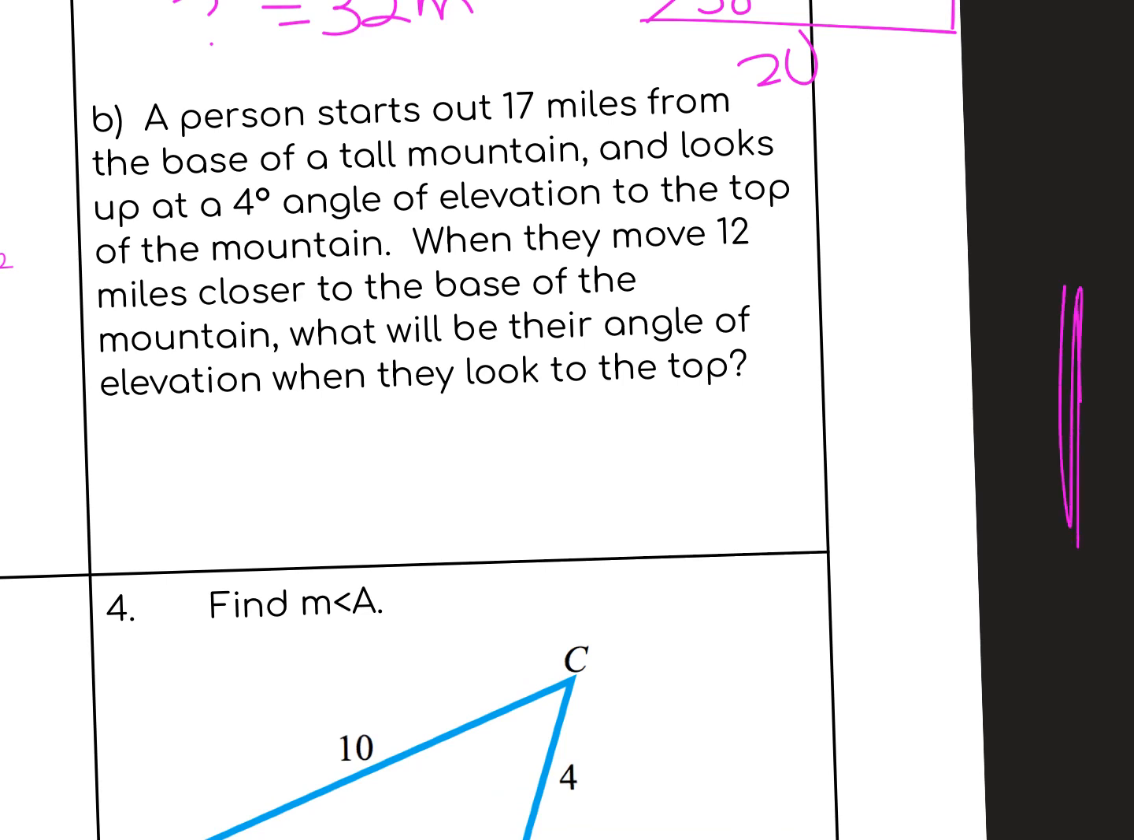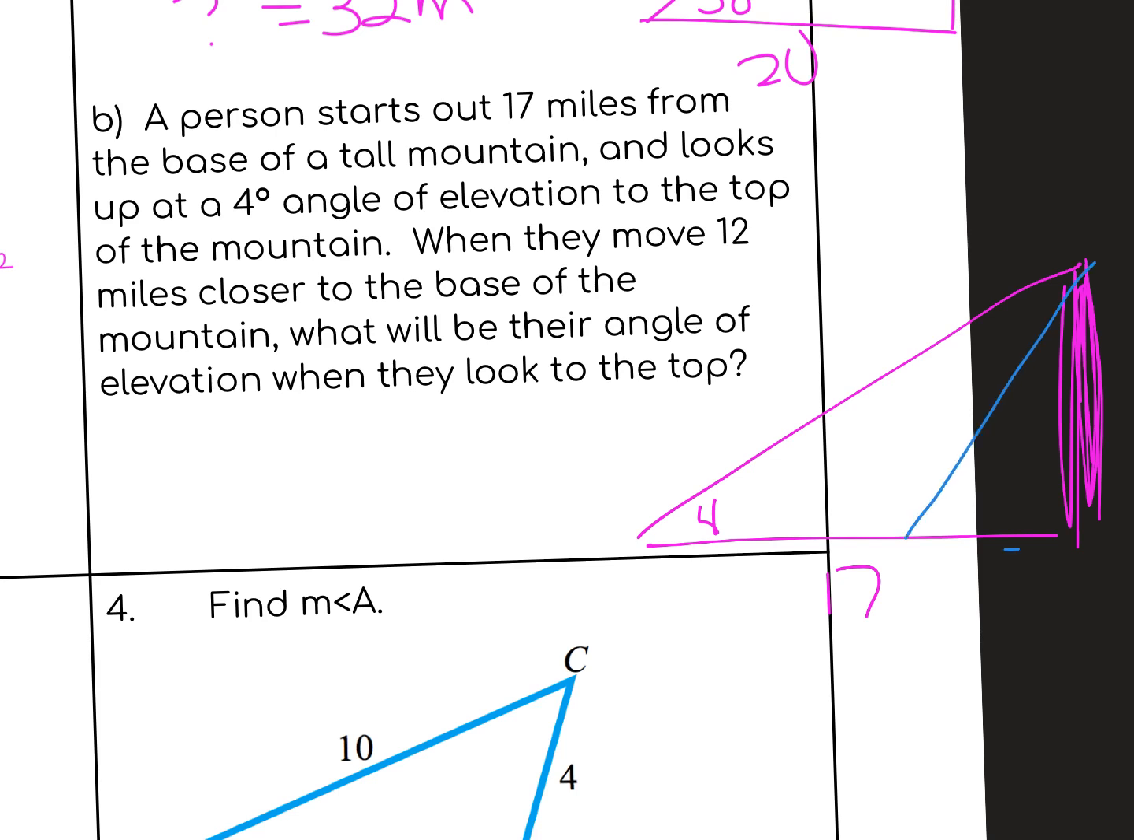A person starts out 17 miles from the base of a mountain. So, mountain. 17 miles away, and we look up 4 degrees. When they move 12 miles closer, so they're now only 5 miles away, what will be their angle of elevation?